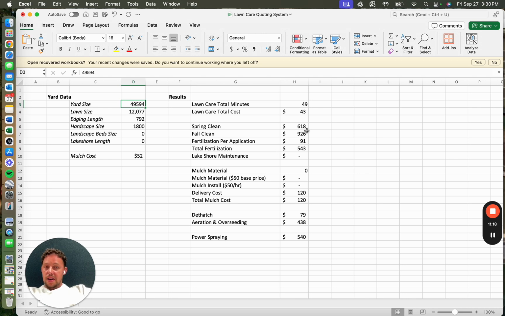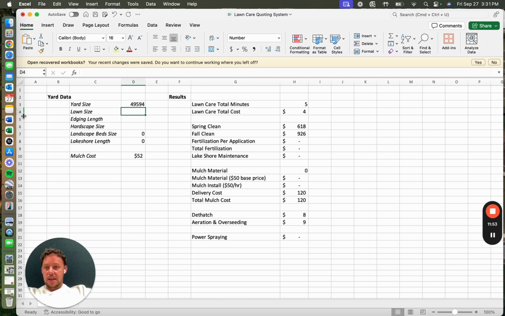So you can see when we did that, we all of a sudden have our spring cleanup cost of $618. We have our fall cleanup cost of $926. At the moment, if I get rid of these, you can see we don't have prices on these. We have prices on our spring and fall because that has nothing to do with grass. It just has to do with square footage and size. But we don't have fertilization. We don't have our lawn care costs, nothing like that.